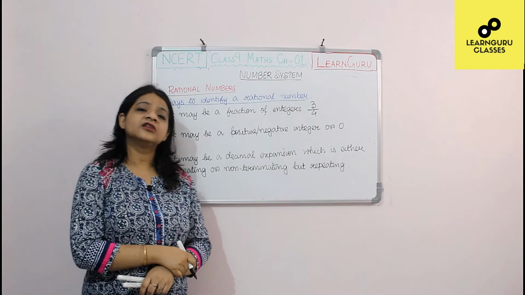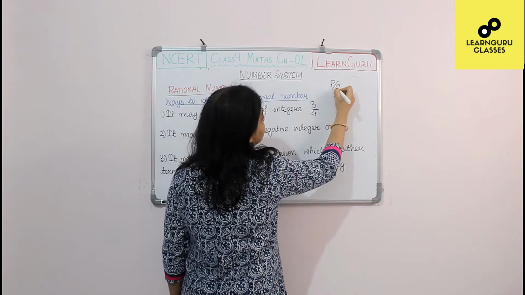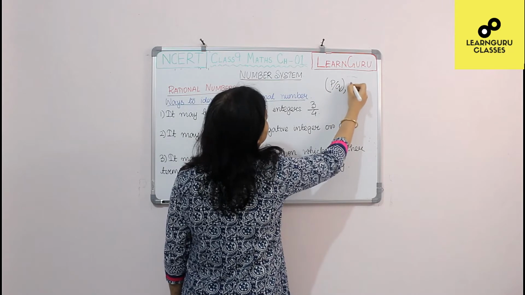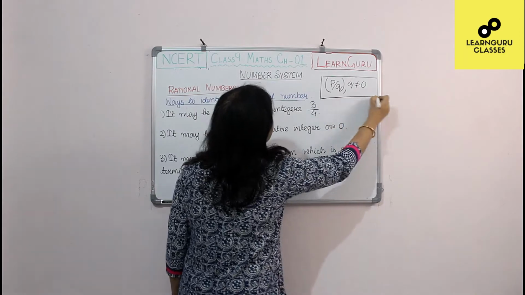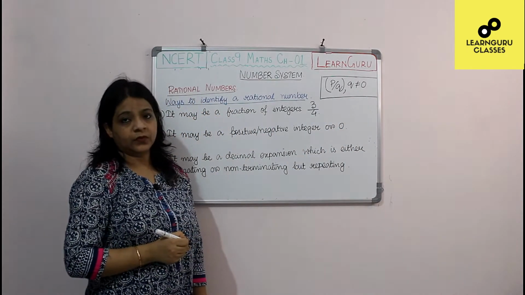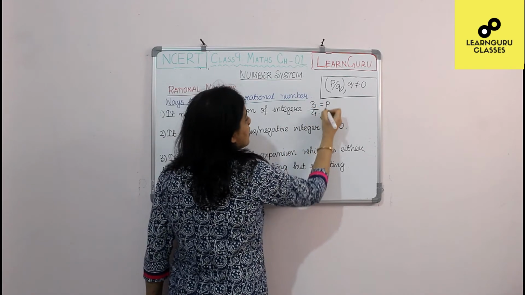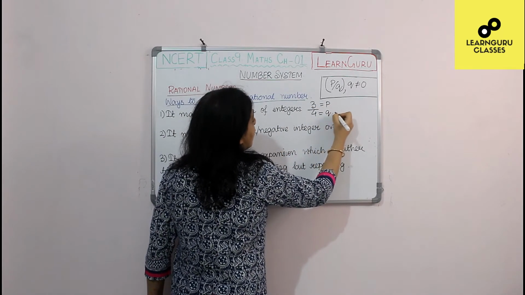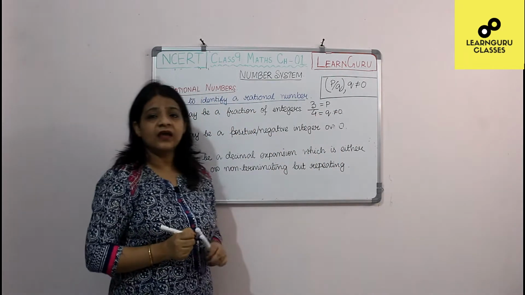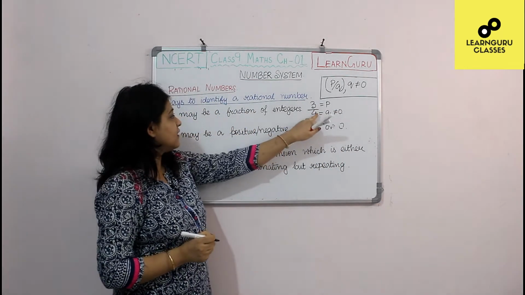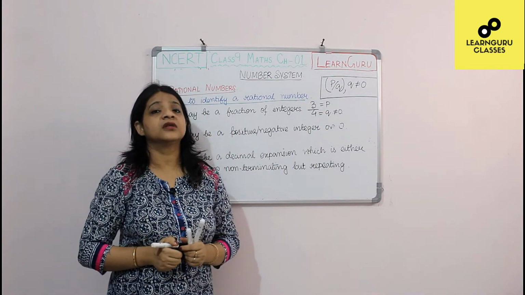What is the definition of a rational number? Any number that is represented in the form p by q, where q is not equal to 0, is called a rational number. So can I say 3 is equal to p, 4 is equal to q, and q is not equal to 0? From this, can I say that a fraction is a rational number? Yes, a fraction is a rational number.